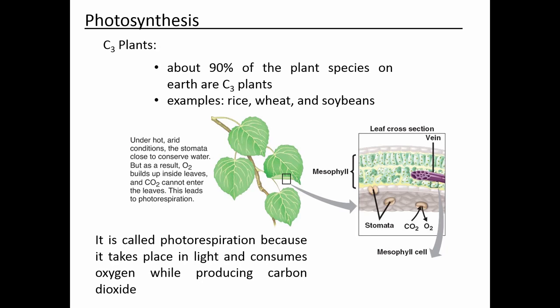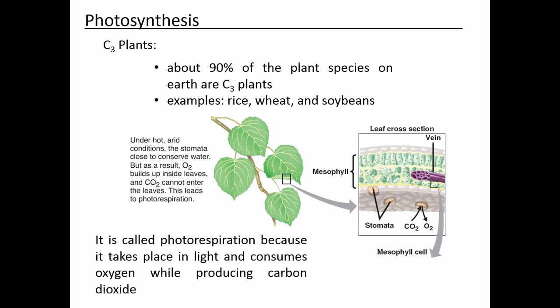So normally for C3 plants, this is not a problem. Under normal conditions in which they're found, it's not a problem, but it can become a problem on hot, dry days. The reason is that plants have these openings called stomata. Stomata allow for gas exchange in the plant, so that's where carbon dioxide enters to be used in photosynthesis, and that's also where oxygen leaves, the oxygen that's produced during photosynthesis. In addition to those two molecules, water can also escape through the stomata.